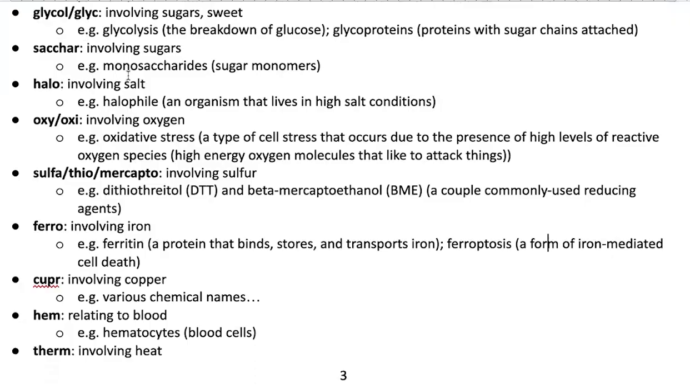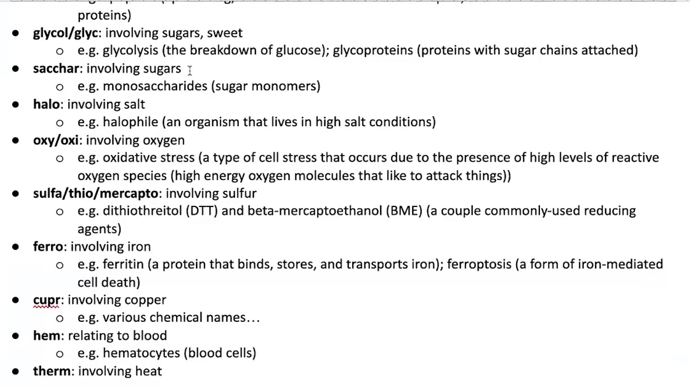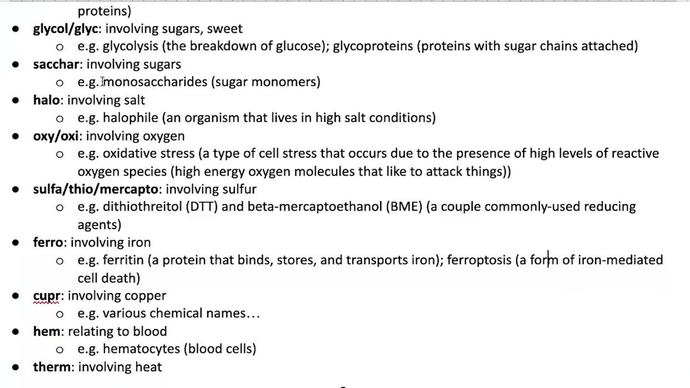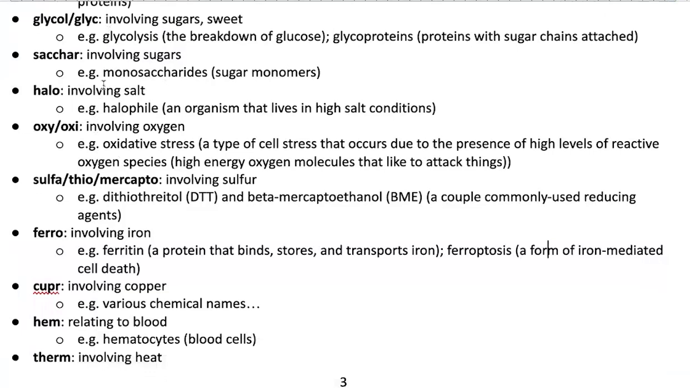Halo. So this means involving salt. So a halophile would be an organism that lives in high salt conditions. As we'll see later when we get to the suffixes, if we think about philic, that means something that kind of loves something. And so when we had lipophilic, that would be lipid loving. And if we have halophiles, or halophilic, those would be liking salt.